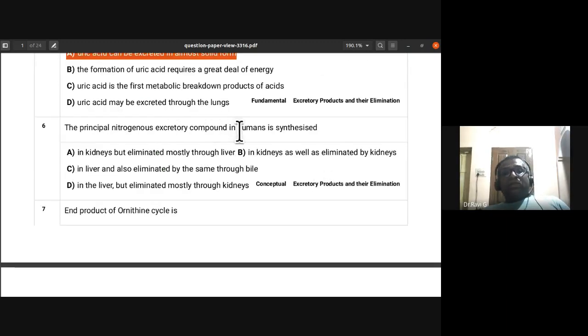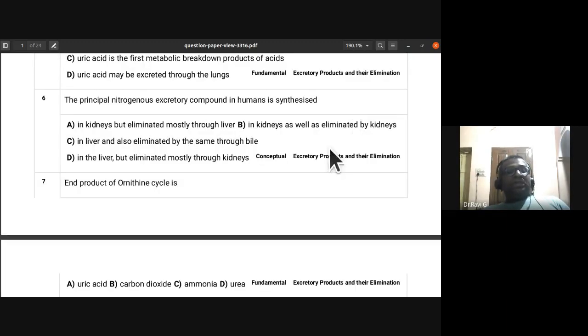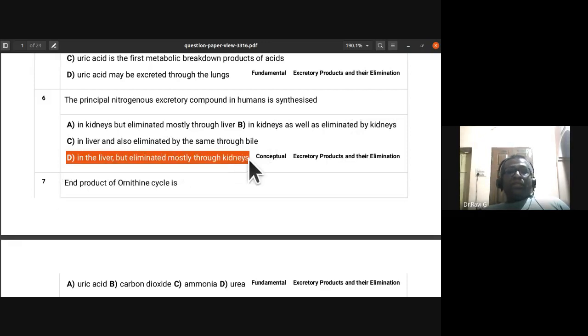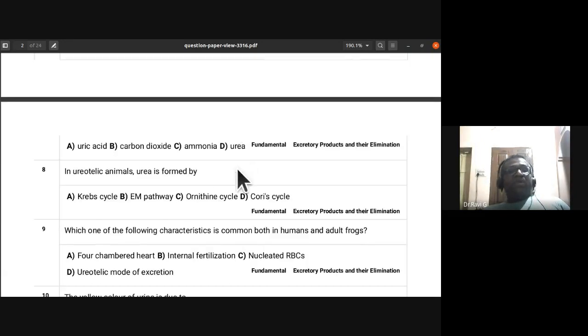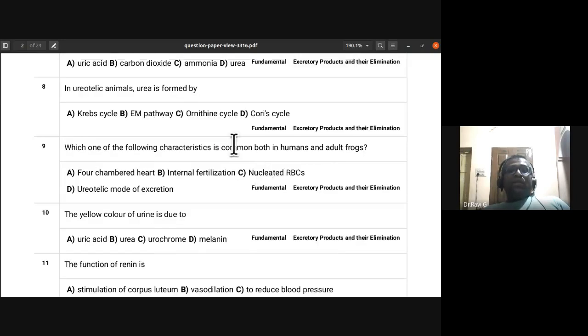The principal nitrogenous excretory compound in humans is synthesized in the liver but eliminated mostly through the kidneys. In the liver, they undergo the ornithine cycle. Urea is produced and carried by the blood and eliminated in the kidneys. The end product of the ornithine cycle is urea. In ureotelic animals, urea is formed by the ornithine cycle in the liver.